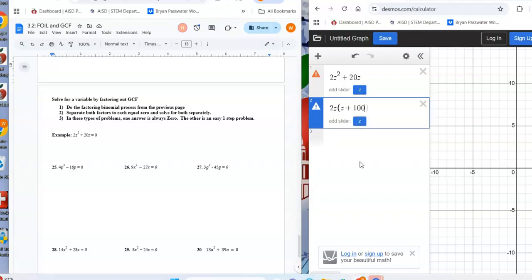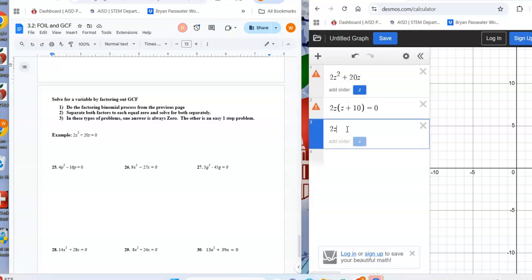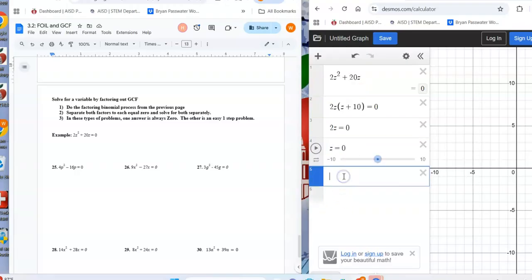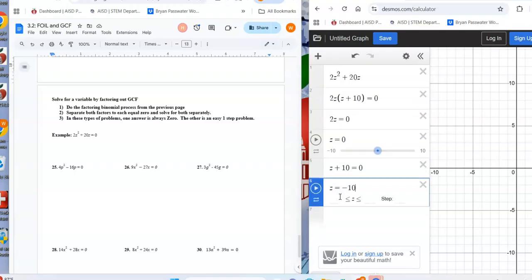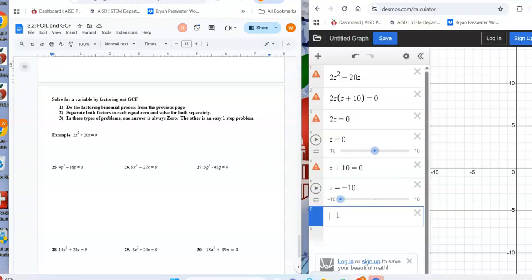So this equals 0, and that creates two problems. 2z equals 0, that means z is 0, right? Now, the next one is z plus 10 equals 0. If you subtract 10 from both sides, you find out z is negative 10. So that means you get two answers. z is 0, comma, negative 10. And that's actually what this is.